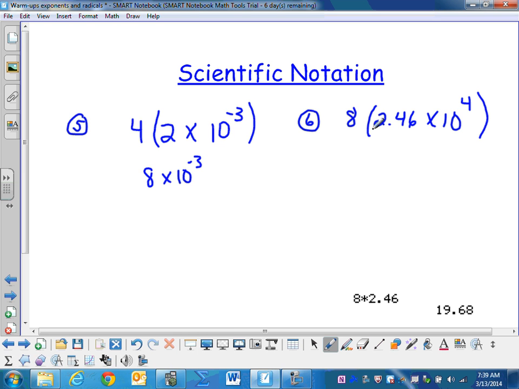Number 6, 8 times 2.46 is 19.68 times 10 to the fourth. This is not in scientific notation. I need to move my decimal place one more spot and make that 1.968 times 10 to the fifth.